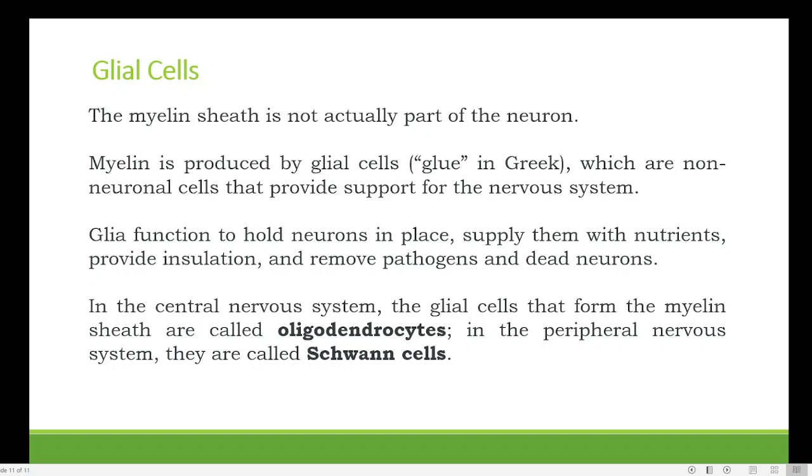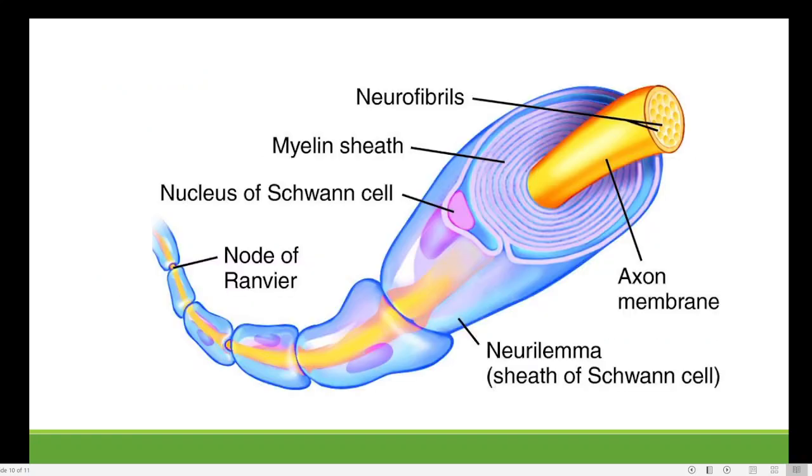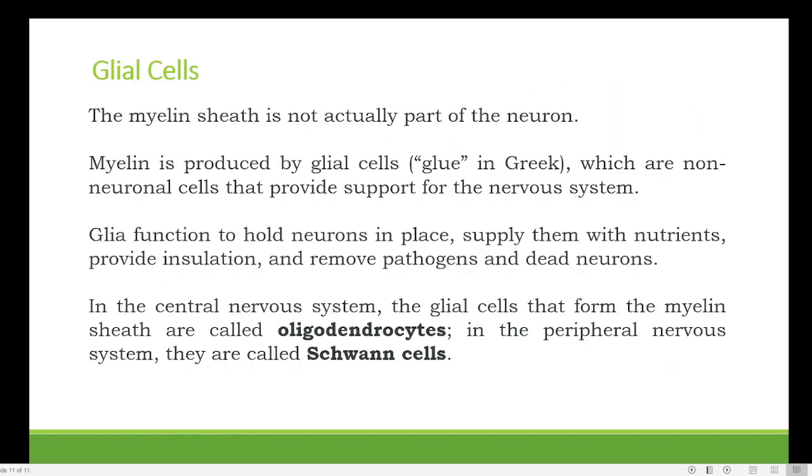In the central nervous system, glial cells that form the myelin sheath are called oligodendrocytes, whereas in the peripheral nervous system, they are known by the name Schwann cell. Whether you use the term Schwann cells or oligodendrocytes, both are the same type of cell, known as a glial cell. Their purpose is to produce the myelin sheath, supply it with nutrients, provide insulation and remove pathogens. That is how the Schwann cells work. They help in the formation of the myelin sheath, give it nourishment, and also help in the maintenance and removal of pathogens from the myelin sheath.